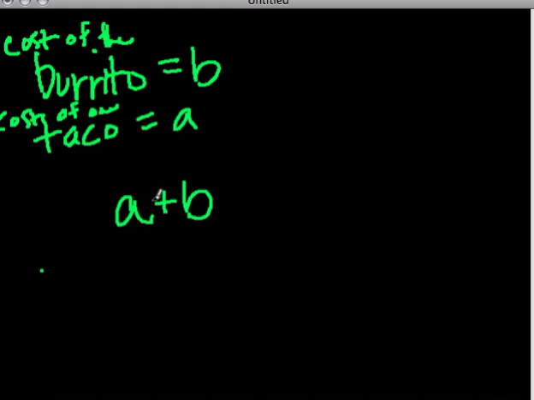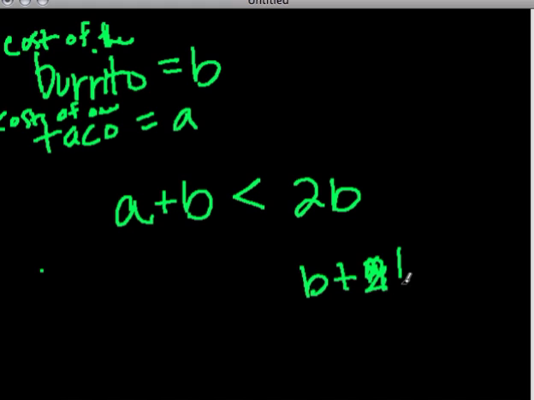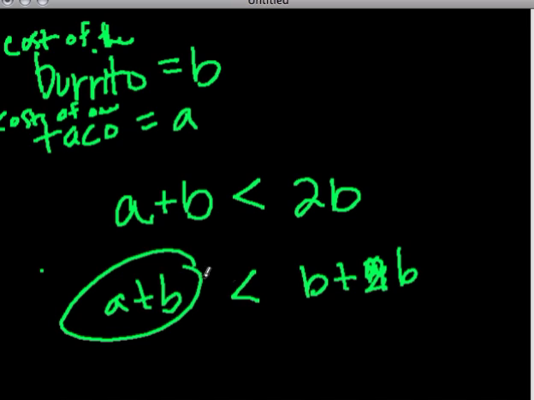So these two costs added up is less than the cost of two burritos, or two times B, or B plus B. So if you add up the cost of a taco with a burrito, that's going to be smaller than the cost of a burrito and a burrito, or two times a burrito.